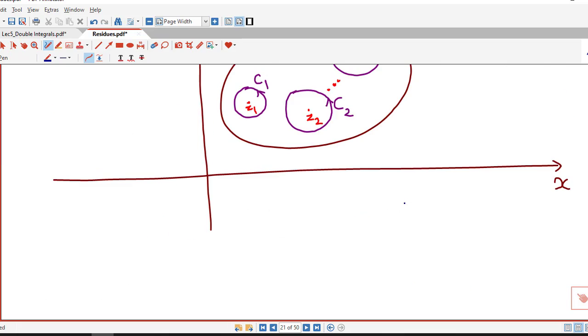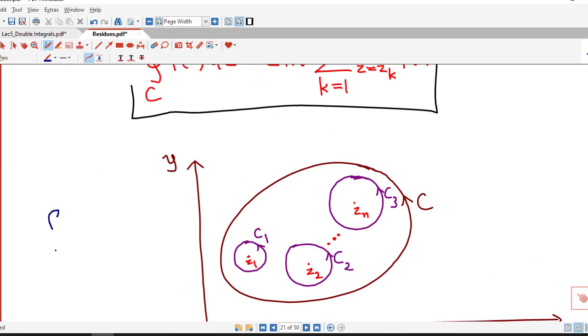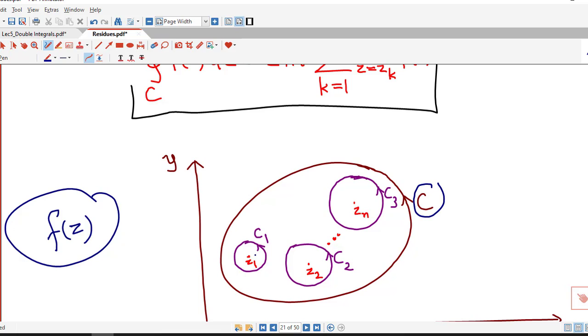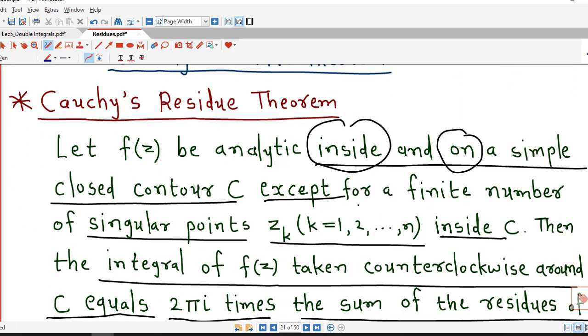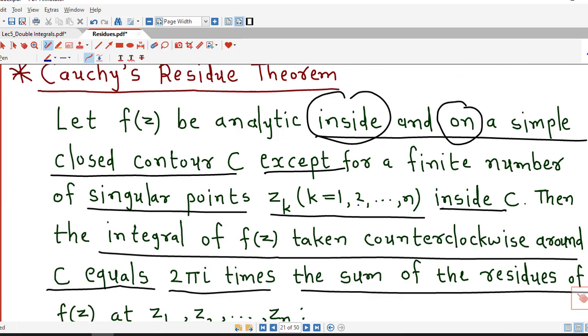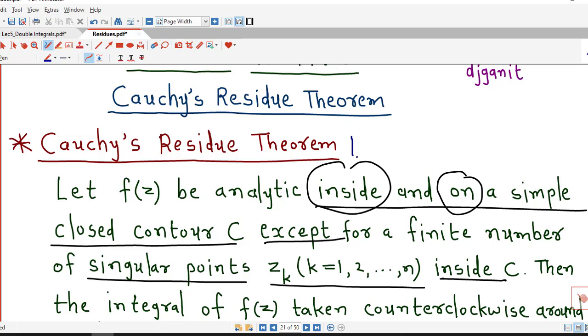The only condition we require is that our function f of z is analytic at all points inside and on the simple closed contour C except a finite number of points z1, z2, zn. So this is all about today's lecture. In the next lecture we will do some more problems on Cauchy's residue theorem.